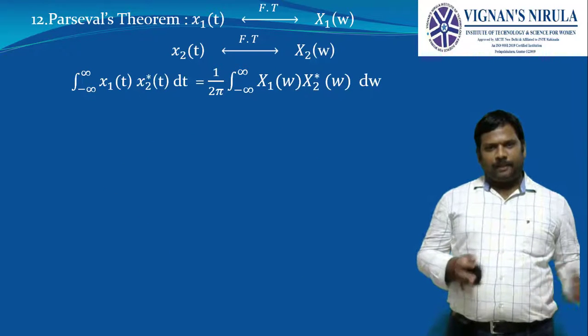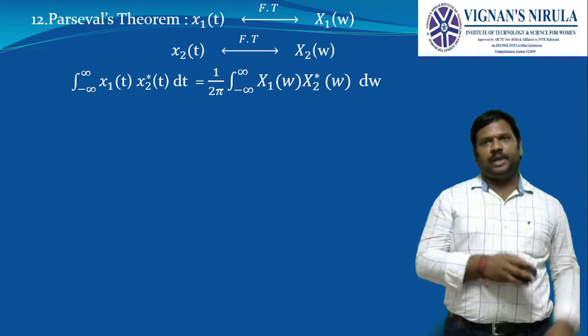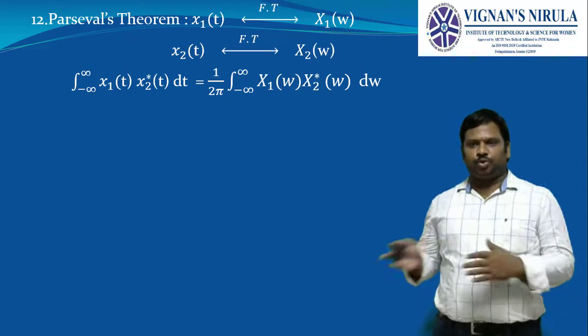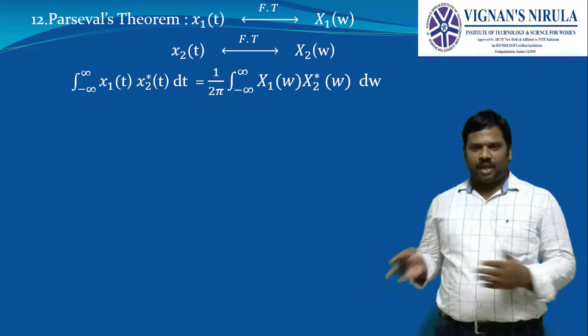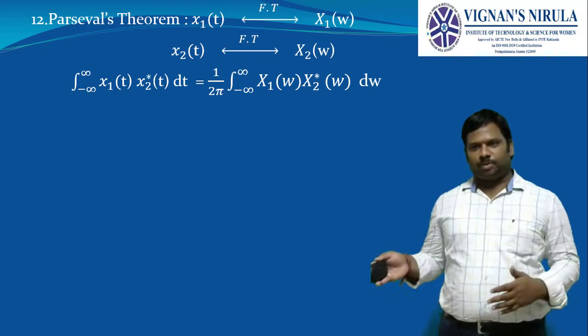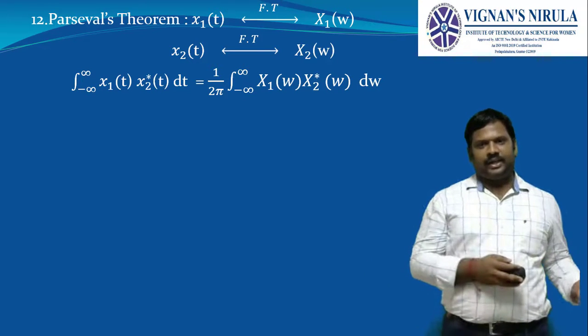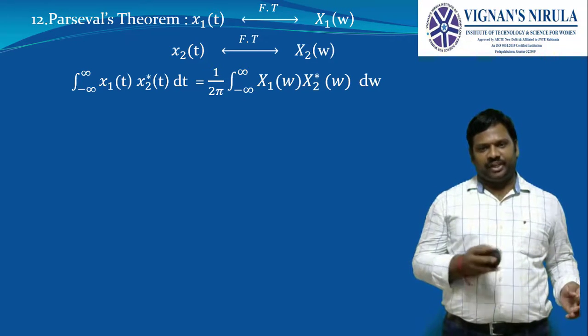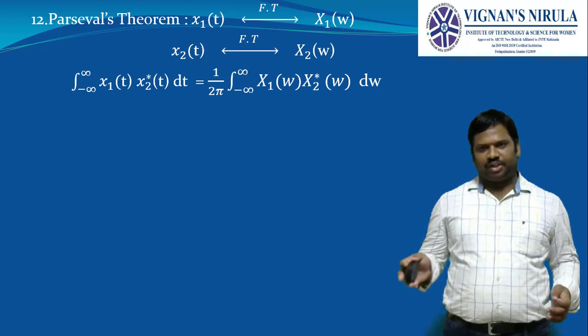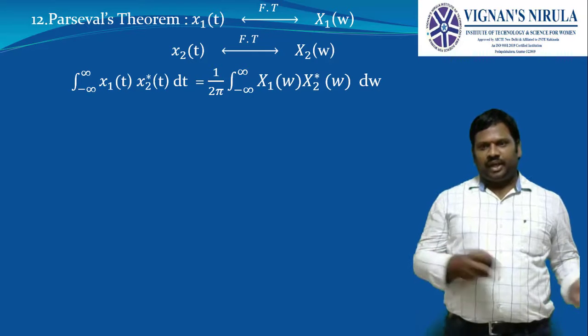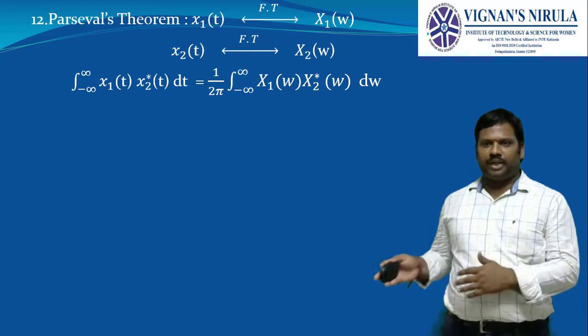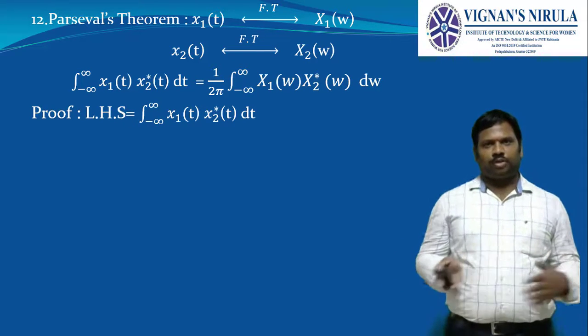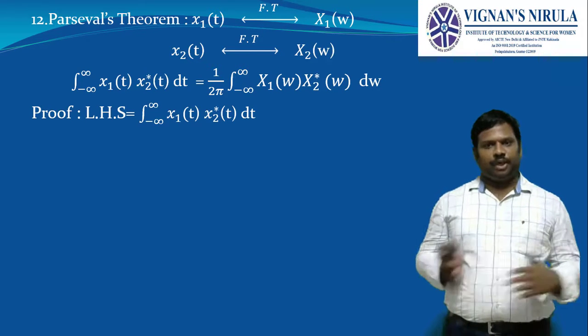Next one is Parseval's theorem. In Parseval's theorem, consider that x1 of t has Fourier transform X1 of omega and x2 of t has Fourier transform X2 of omega. Take the integral from minus infinity to infinity of x1 of t, x2 star of t dt, which is equal to 1 by 2 pi times the integral from minus infinity to infinity of X1 of omega, X2 star of omega d omega. The left side will be equal to the right side.